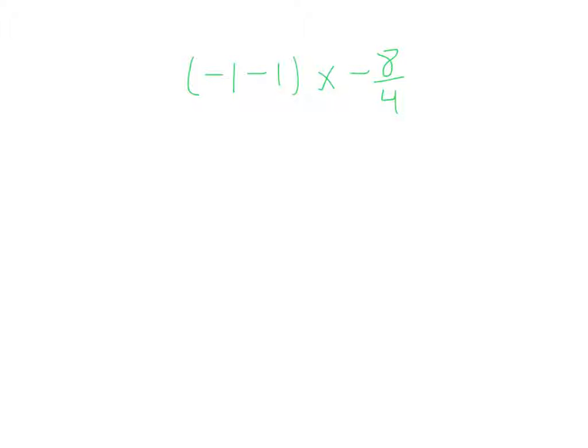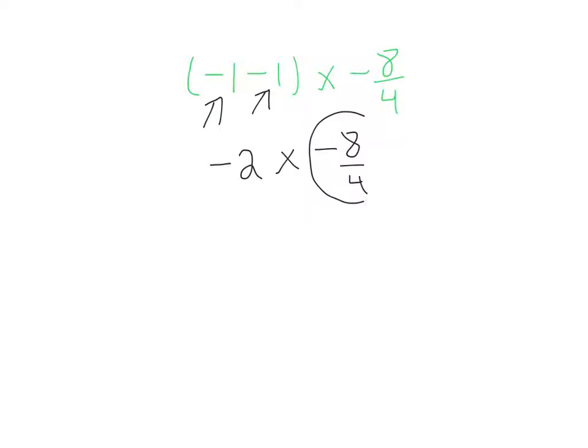Here we go with problem number 4. It says the quantity of negative 1 minus negative 1 times negative 8 divided by 4. Alright, so I've got to do my work inside my parentheses first. Make sure you do this right. My signs are the same. When your signs are the same, you add and keep the sign. So now I have a negative 2 times 8 over 4. And don't forget your negative sign.